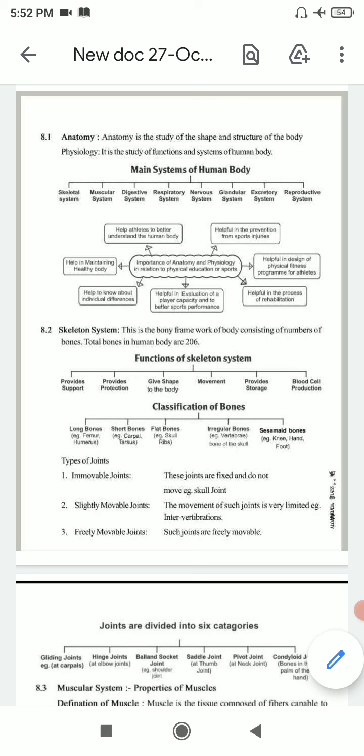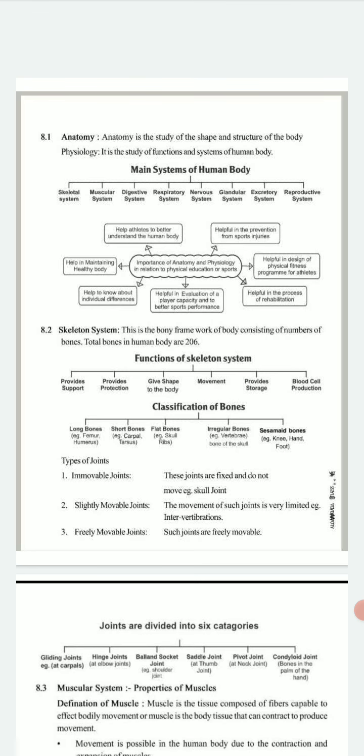So first, the meaning of anatomy. Anatomy is the study of the structure and shape of the human body. Physiology is the study of the function and systems of the human body.